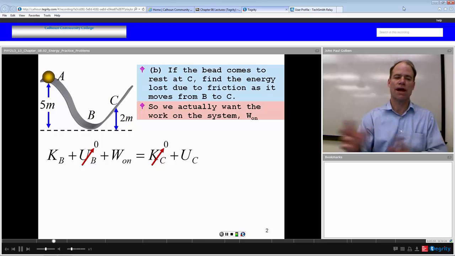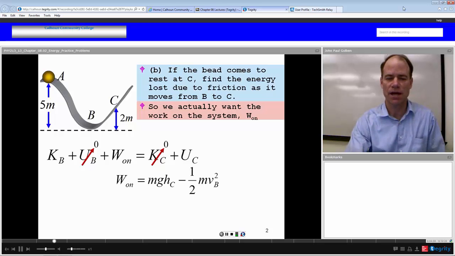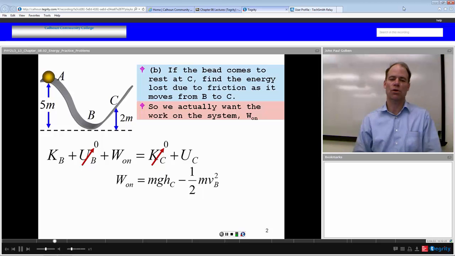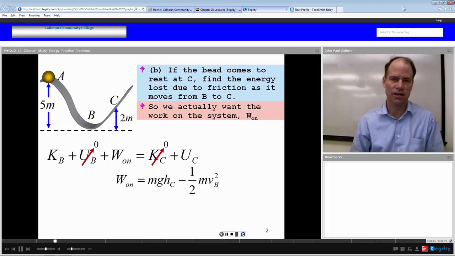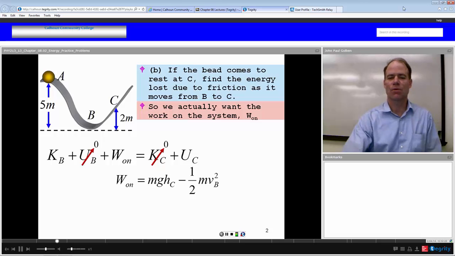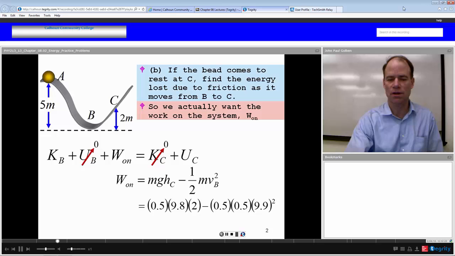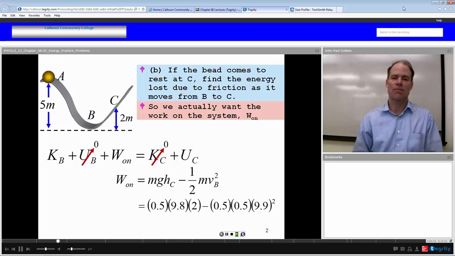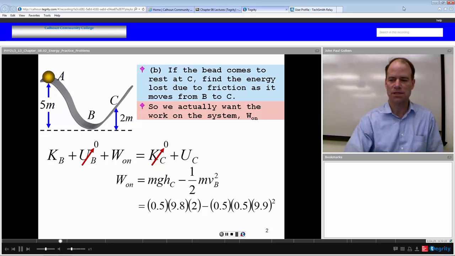We're going to subtract the kinetic energy from B from both sides, and we have the work along the way is equal to the potential energy at C, mg, height at C, minus the kinetic energy at B, 1/2 mass times velocity at B squared. We know all the terms, so we can put our numbers in. Our mass is 0.5 kilograms, g is 9.8, the height at C is 2 meters, and then in the second term we have 1/2 times the mass, and our velocity at B was 9.9 meters per second squared.